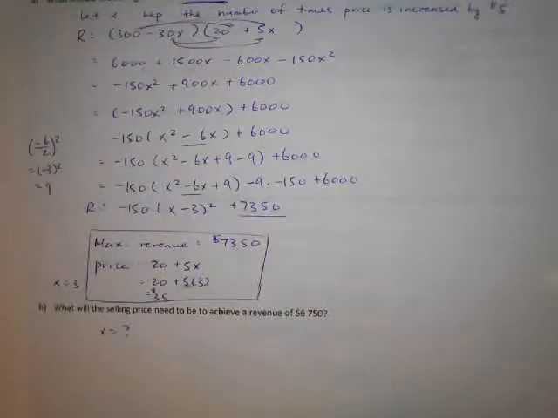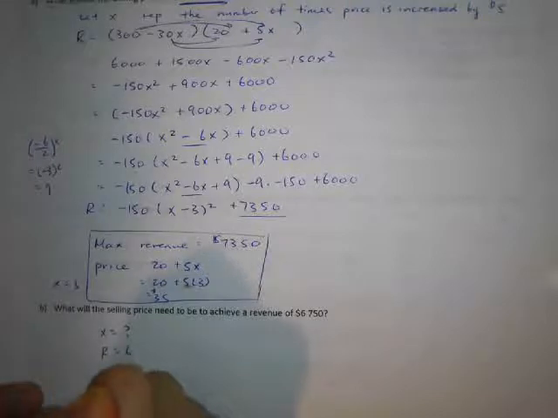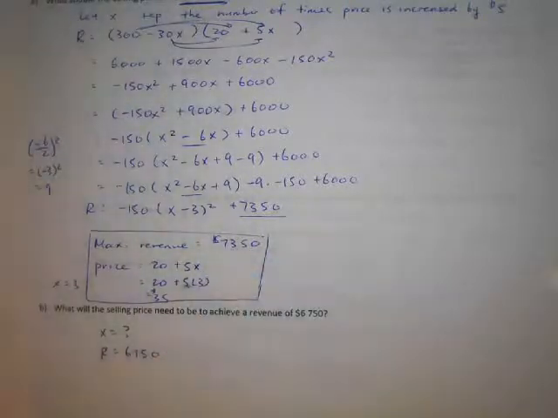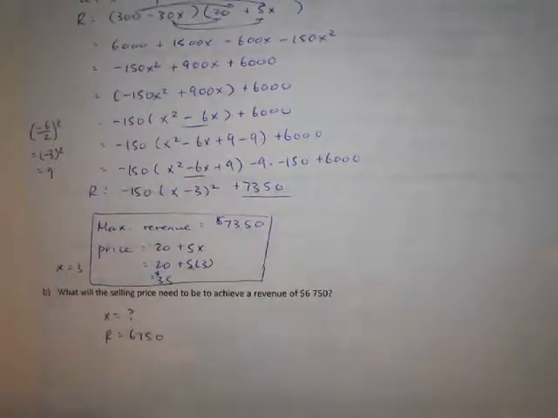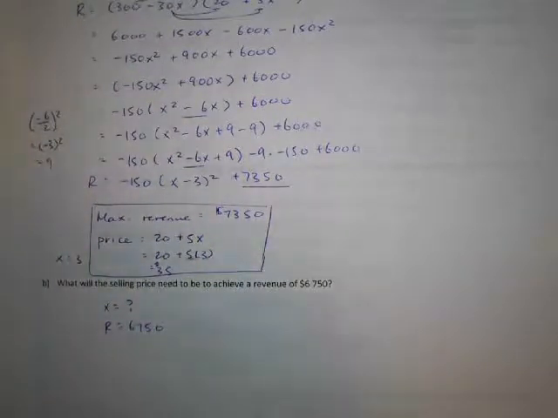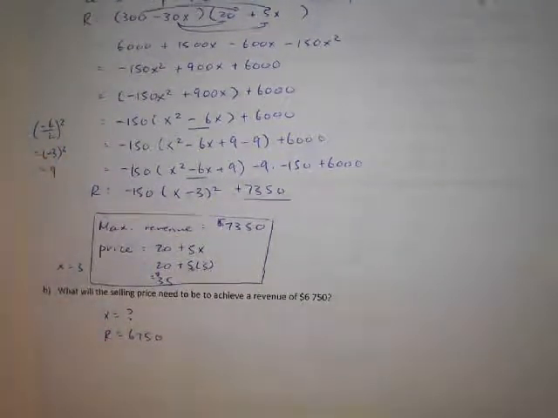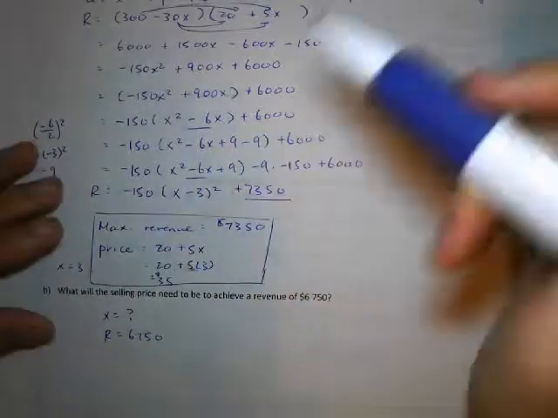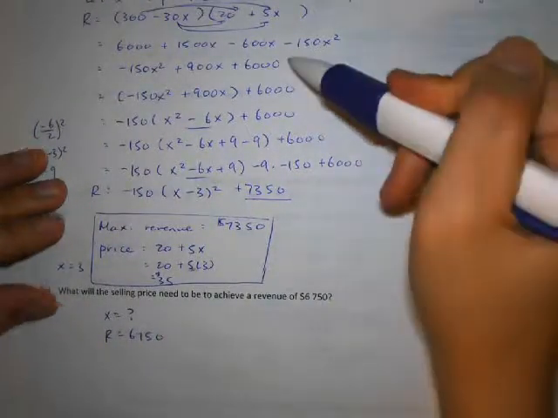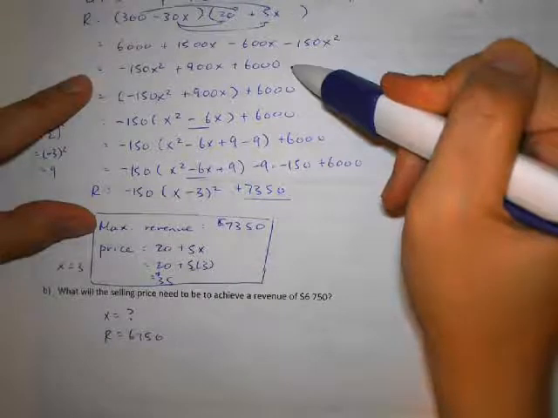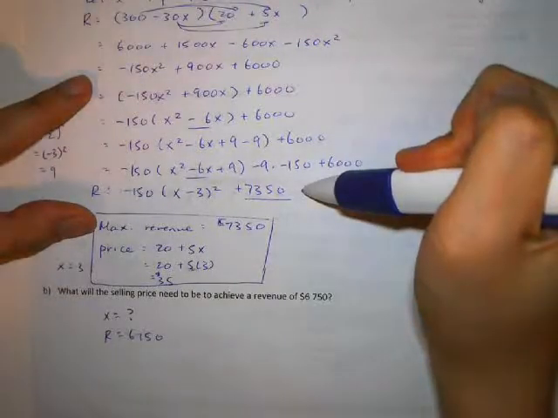And what else? What's given? It tells us that the revenue is $6,750. So we have to find the price that would give a revenue of that much. It doesn't mention anything about maximum here, so we're not completing the square. Okay, so this time we're solving. So when we solve, I would choose the equation in standard form to solve, or you can use the one for vertex form.